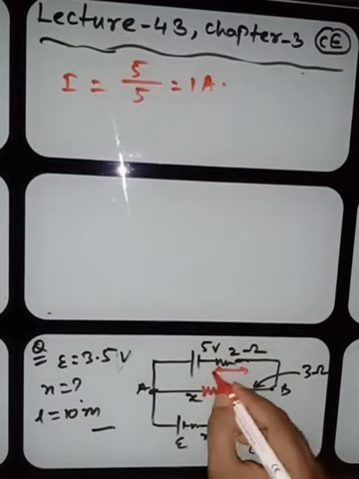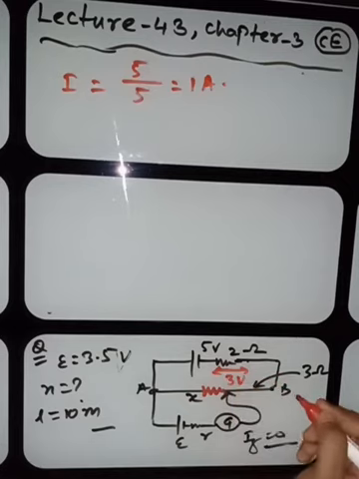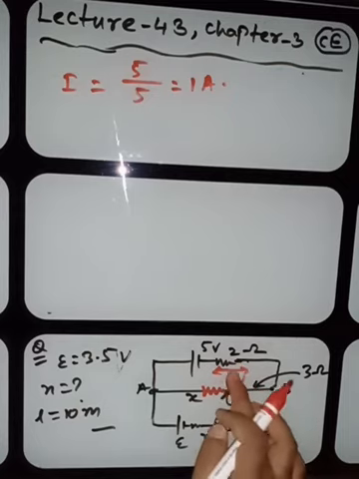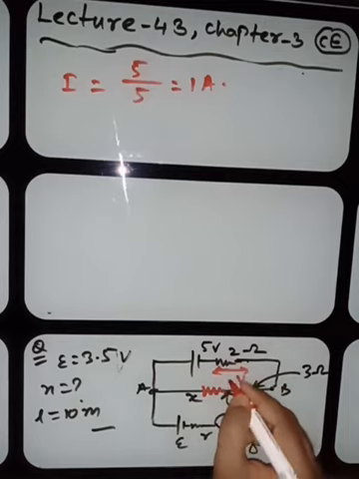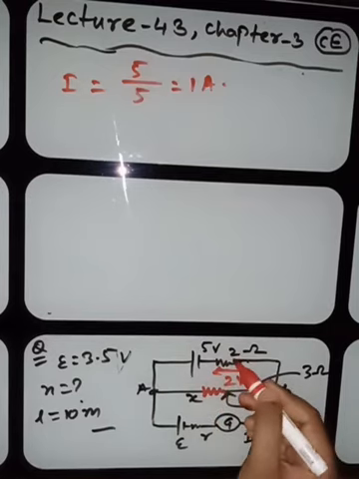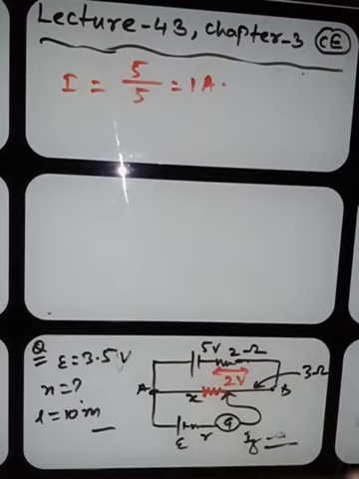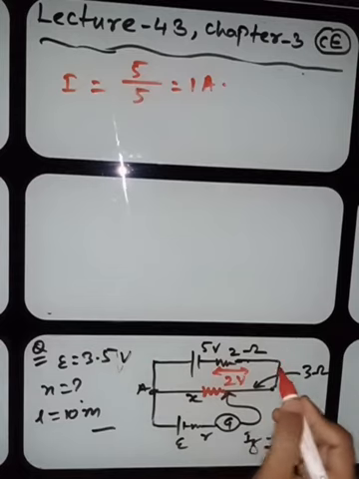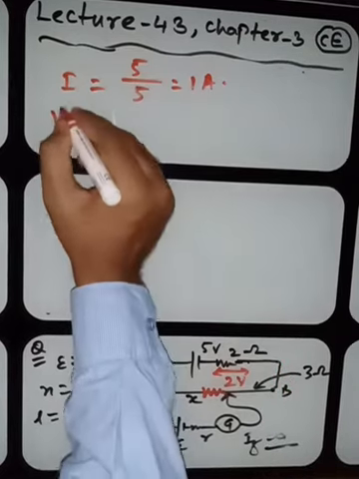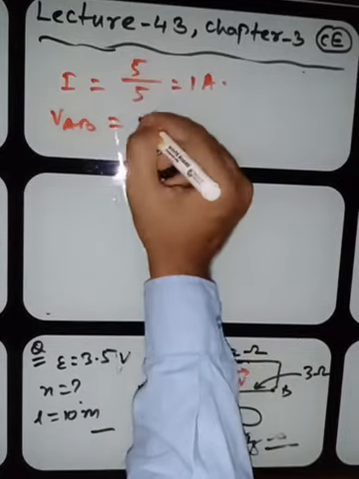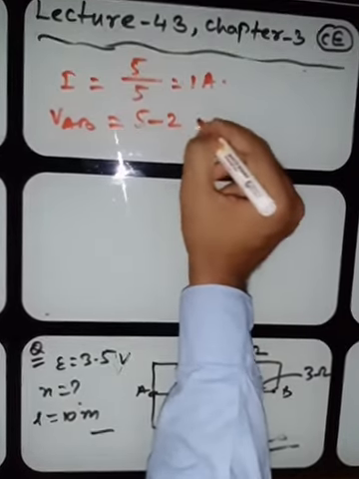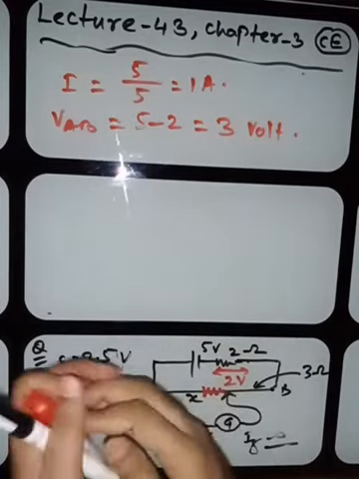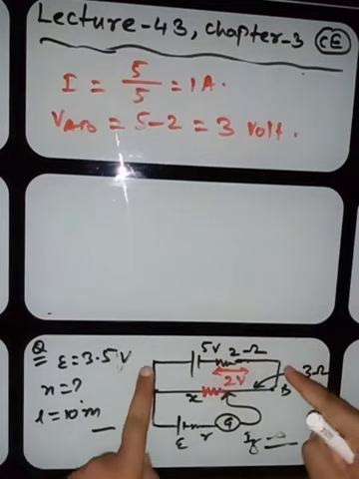Now how much voltage will drop over here? 1 ampere current is flowing and the resistance is 2, so 2 volt will drop. Now, if 2 volt drops over here, what will be the potential across the two ends, that is the terminal voltage? So the VAB is 5 minus 2, and it is 3 volt. I hope everyone agrees.